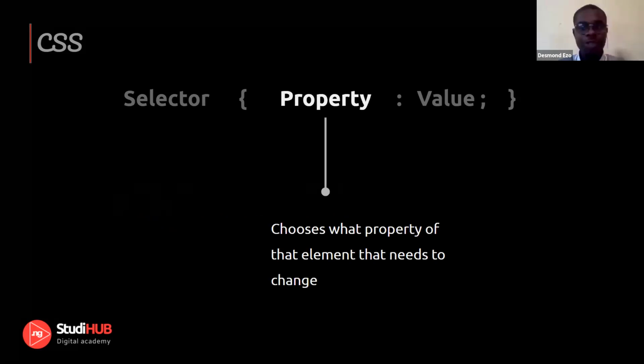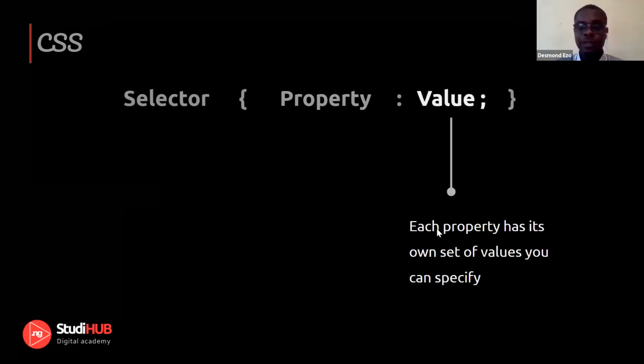There are different properties, just the same way a person can have different properties, like his own height, his own weight and stuff like that. Elements on the page can have their own unique properties that you can change. So you have to specify the property of that element that you want to change. Then you specify the value of that property. Each property has its own set of values that you need to specify.